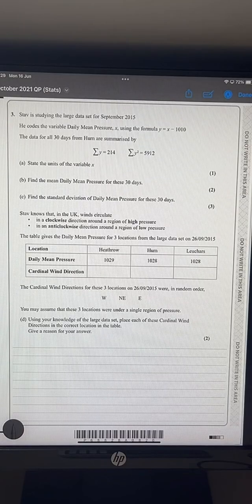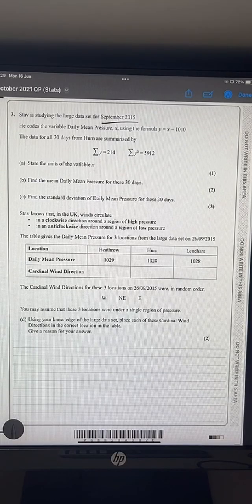And we have our good old friend Stav again, who appeared in the 2020 question paper as well, with a large dataset question. He is obsessed with this. I'm going to give you guys a geography lesson now with this question. Yeah, I'm going to give you a geography lesson towards the end, and I'm going to draw a map of the UK. So, Stav is studying the large dataset for September of 2015.